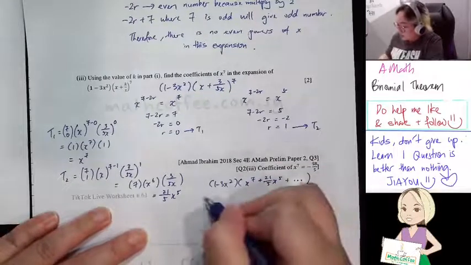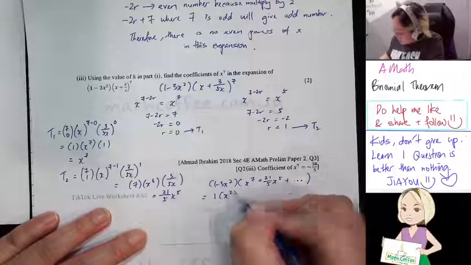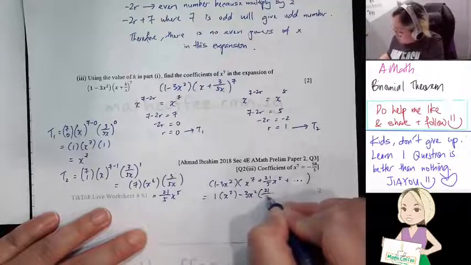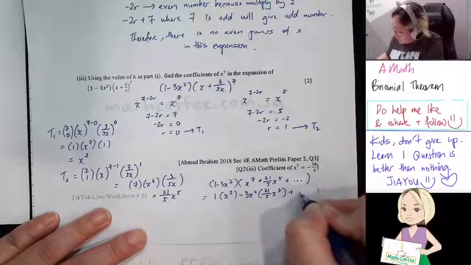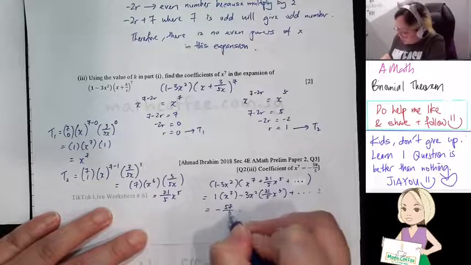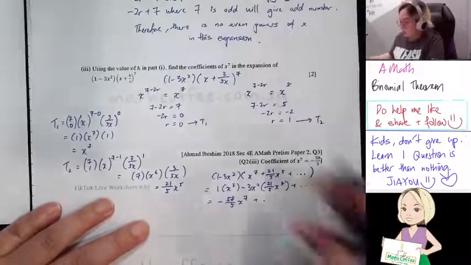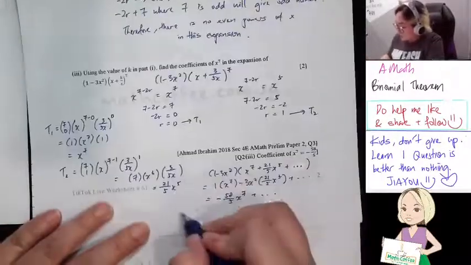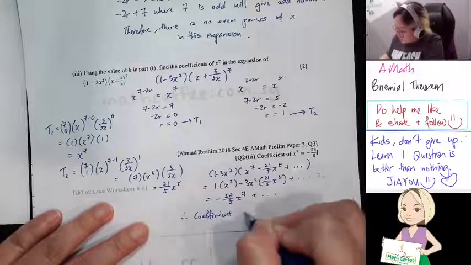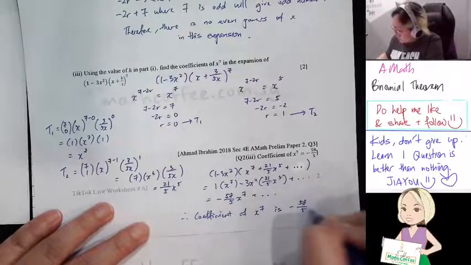Okay, so let's do our rainbow. This 1 will rainbow with my x to the power of 7. This minus 3x squared will rainbow with 21/5 x^5, and put plus dot dot dot. So eventually I get minus 58/5 x to the power of 7 plus dot dot dot. They ask for the coefficient of x^7, right? So therefore the coefficient of x^7 is minus 58/5. Done.